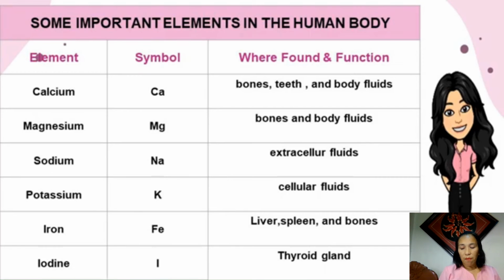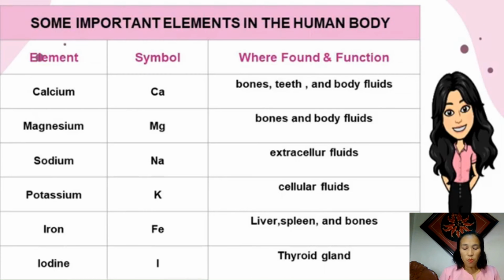Some important elements in the human body. Calcium is the most abundant element in the body. It is used as a structural material in bones, but it is also essential for fluid regulation and muscle contraction. Magnesium is involved in over 300 metabolic reactions. It is used to build structural muscles and bones, and it is an important cofactor in enzymatic reactions.